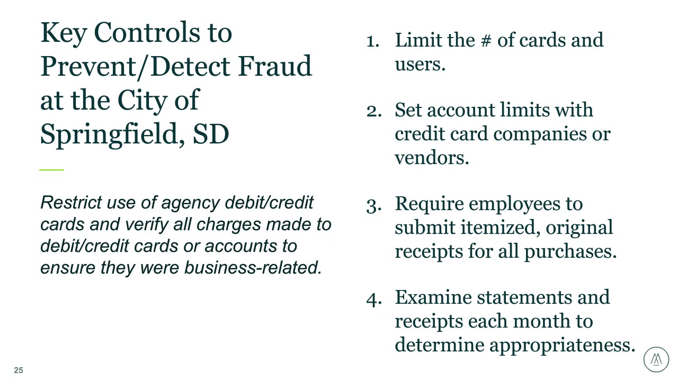So one of the more obvious ways Ashley's fraud could have been prevented was by more widely restricting the use of debit cards and spending more time verifying the charges that were made to those cards to ensure they were business related. This could have been accomplished by doing many of the items that are listed on the slide, including limiting the number of cards and users, establishing a policy that cards are for business use only, prohibiting the use of cards for personal purposes without subsequent reimbursement. They could have set account limits with vendors. They could have informed employees of appropriate use of the cards and purchases that are not allowed. They could have required employees to submit itemized original receipts for all purchases, examined credit card statements or debit card statements and corresponding receipts each month, and also independently determined whether charges are appropriate and related to the city's business. Of course, those are all great controls, things that should be in place.